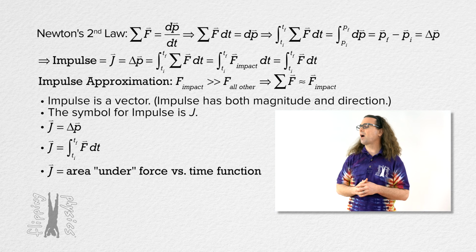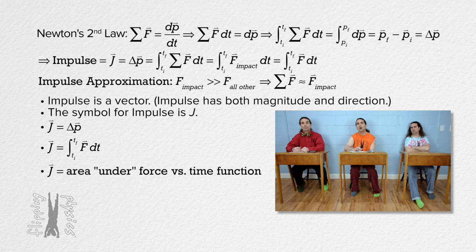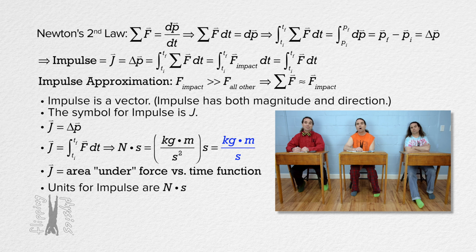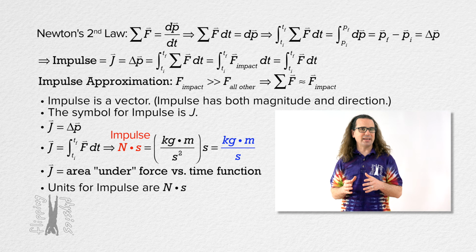Correct. And Bo, what are the units for impulse? Well, impulse equals the definite integral of force with respect to time, so newtons times seconds. And newtons are kilograms times meters per second squared, which means newton seconds are the same as kilograms times meters per second, which are the units for momentum. Right. But realize, typically we use newton seconds for impulse and kilogram meters per second for momentum. It helps delineate the difference between impulse and momentum.